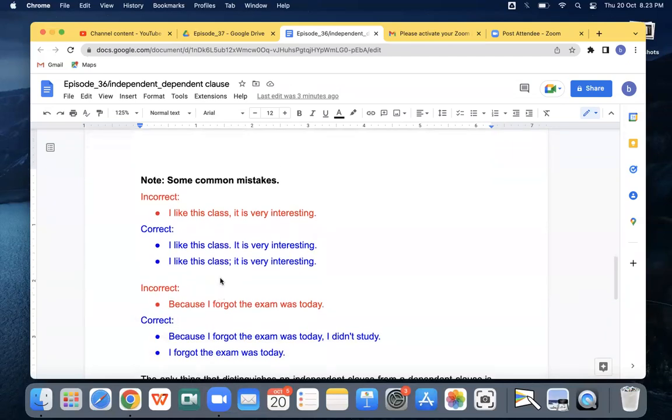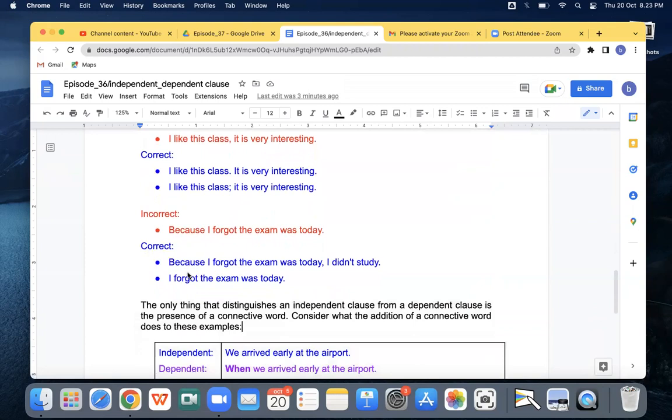Note some common mistakes. Incorrect: I like this class. It is very interesting. Correct: I like this class. It is very interesting. Incorrect: Because I forgot the exam was today. Correct: Because I forgot the exam was today, I didn't study. I forgot the exam was today.